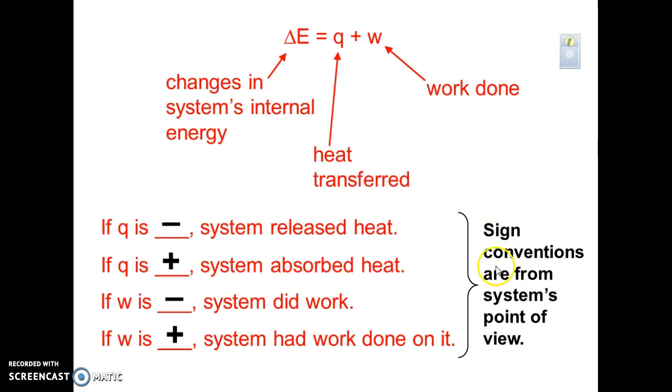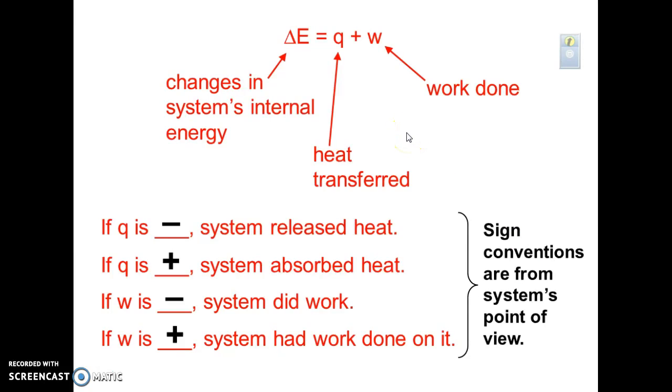Remember, all this is from the system's point of view. We said that unless you're a chemical engineer, all these signs are always opposite. But that's what you're in. You're in chemical engineering in here right now. So all those signs are correct for this course. All right? Nothing up there is incorrect. Everything's from the system's point of view.